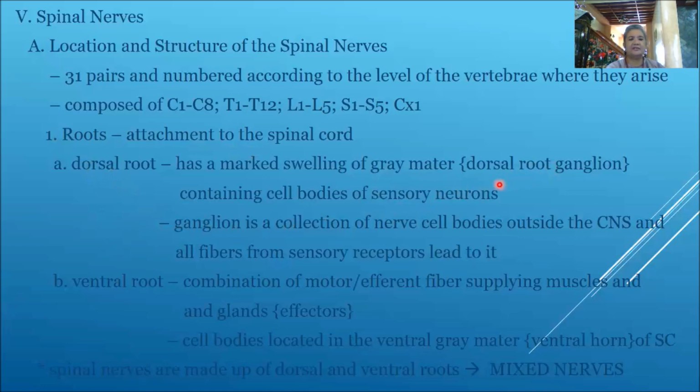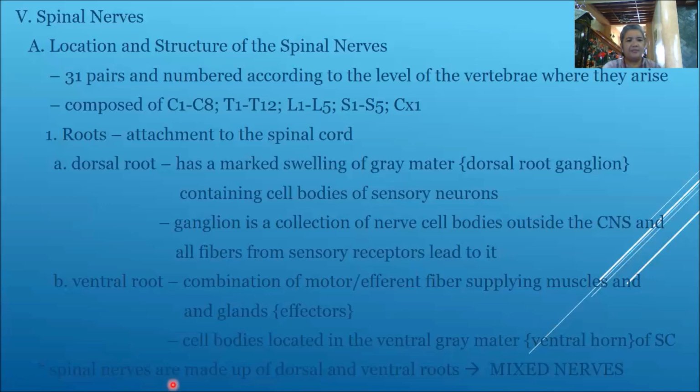a dorsal or a ventral root ganglion, or it can be called also a horn, is a collection of nerve cell bodies outside the central nervous system, and all fibers from the sensory receptors lead to it. While a ventral root is a combination of motor or efferent fibers supplying muscles and glands. So these are your effectors, your muscles and your glands. Now the cell bodies are located in the ventral gray matter or the ventral horn of the spinal cord.